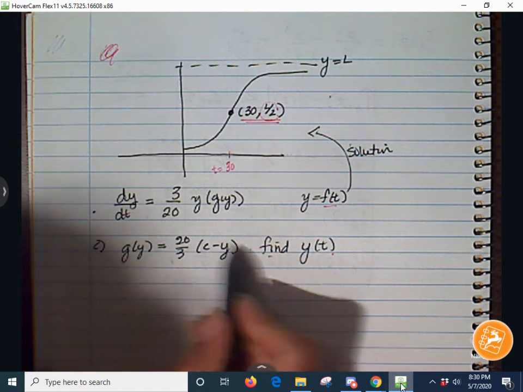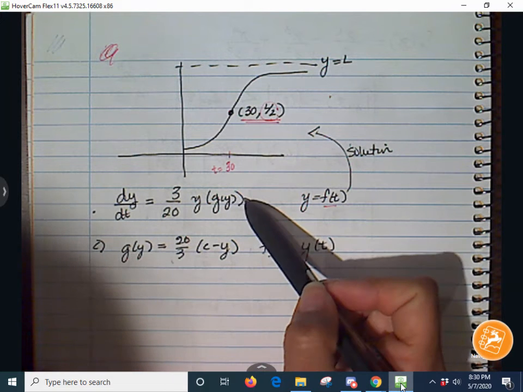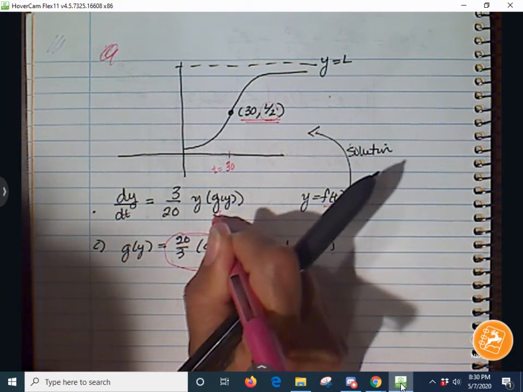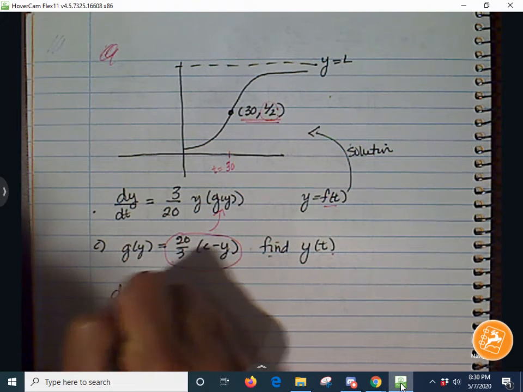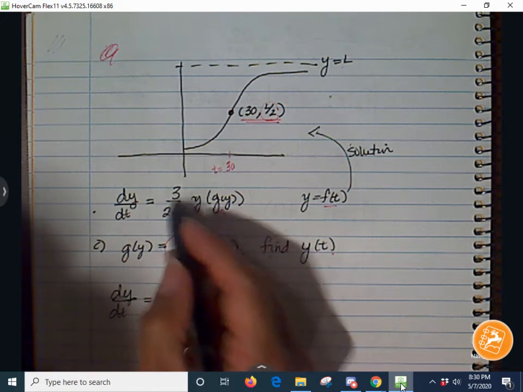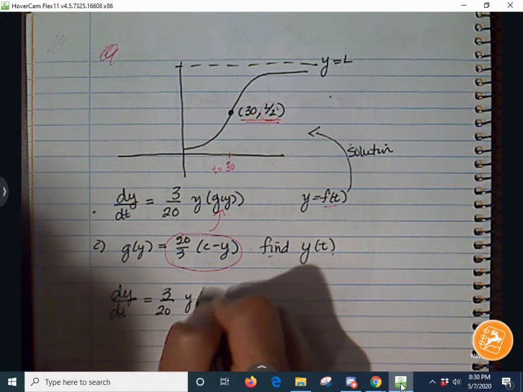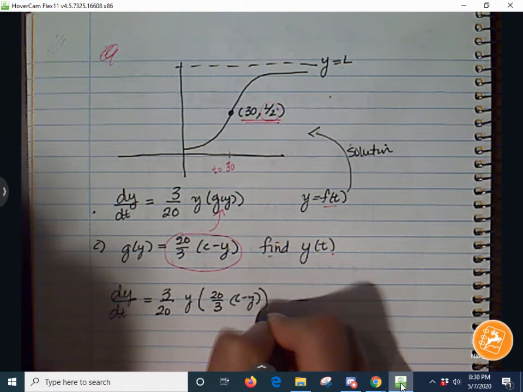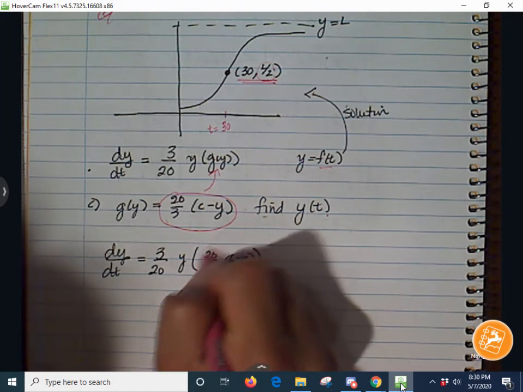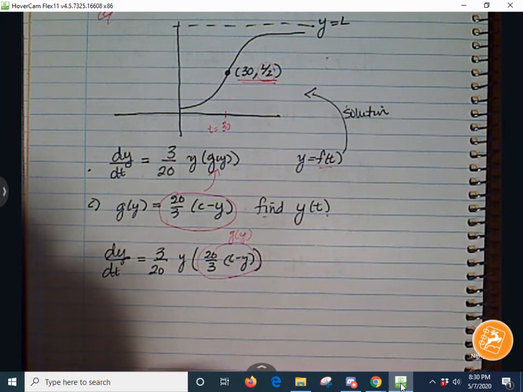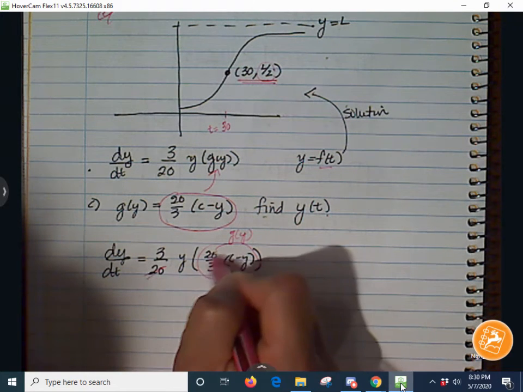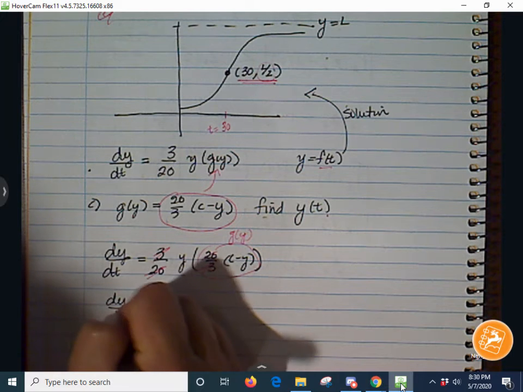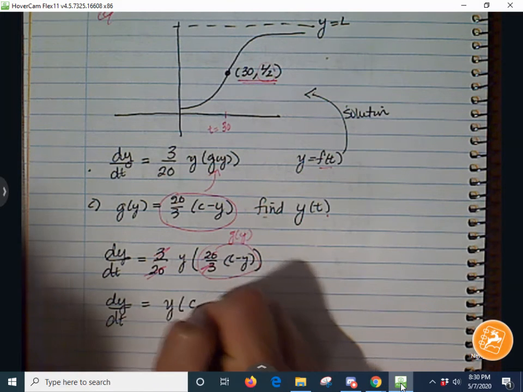So right now, this is not in a differential equation form. This guy right here is, and we can do some substitution. We can substitute this in for g of y. So dy/dt is equal to 3/20 times y times (20/3 c minus y). Okay? And so this is our g of y. And so now let's see. This says goodbye to that. That says goodbye to that. And so what do we have? We have dy/dt is equal to y times (c minus y).